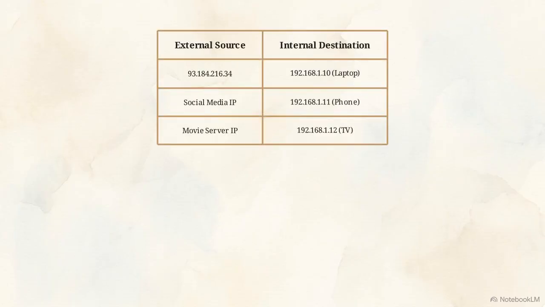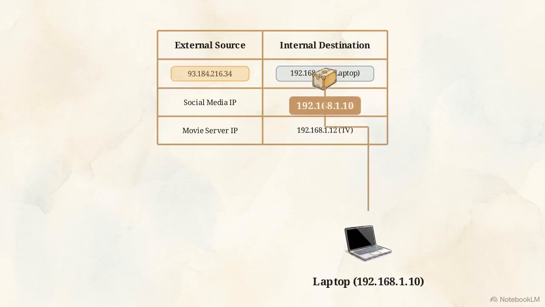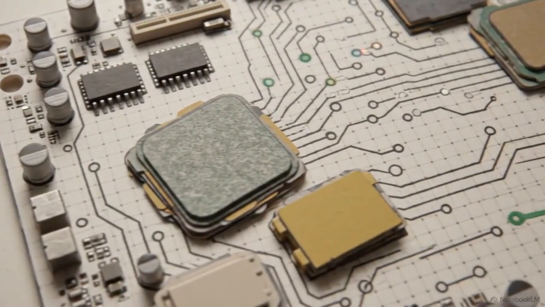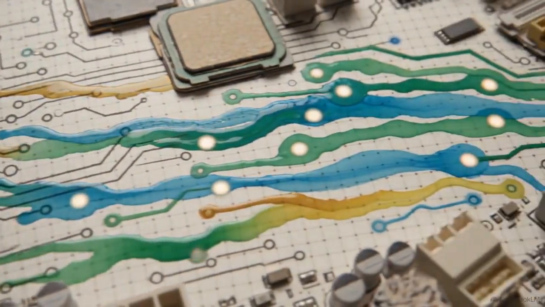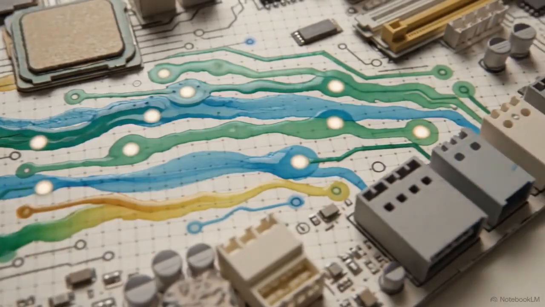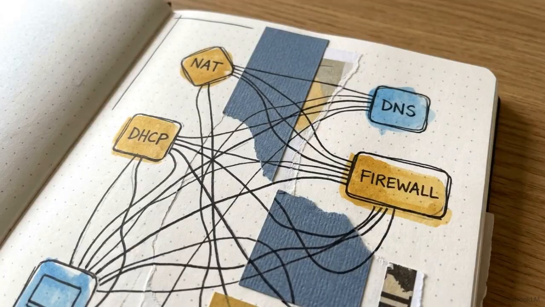To solve this, the router maintains a NAT table, a high-speed memory bank logging every outbound connection. When returning data hits the router, it cross-references this table, restores the original private IP, and completes the delivery straight to your laptop. This high-speed ledger system allows the router to manage hundreds of simultaneous requests, preventing massive data collisions and ensuring every packet reaches the correct device.